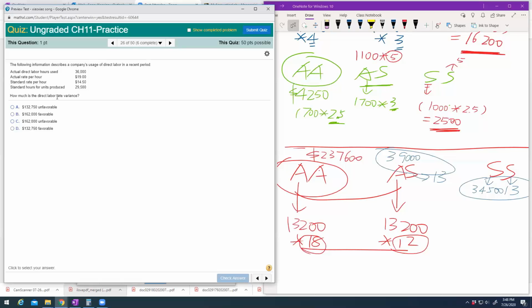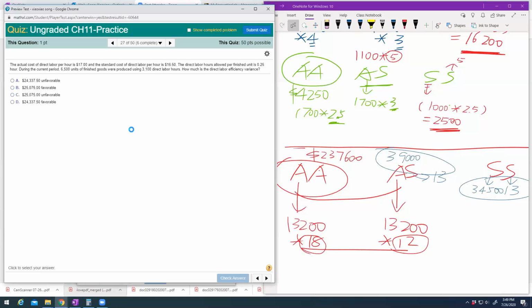Look at the next one, rate. I think you can deal with this one by yourself, so I'm not going to repeat. Actual, you used 36,000, so just put actual there. Actual rate is 19, standard rate is 14.5, so you definitely will have an unfavorable. Next one, how about this?